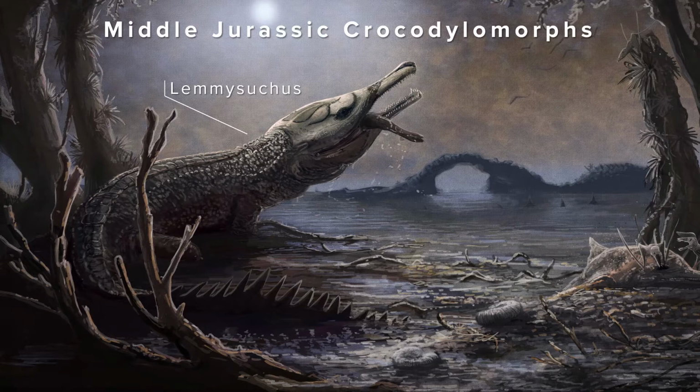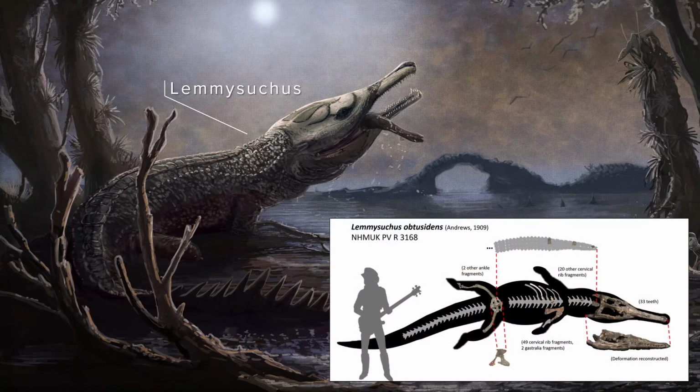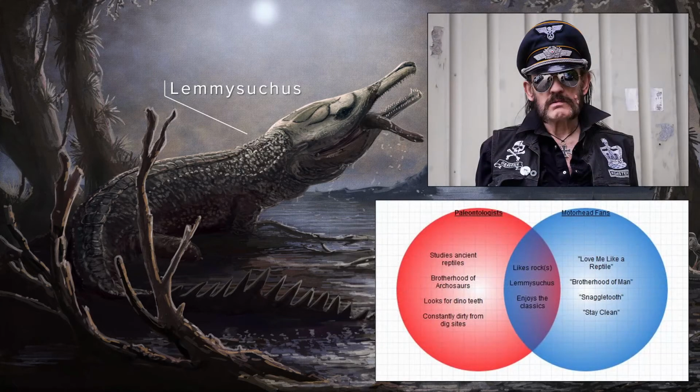And very quickly about its name and size. So Lemmissuchus, pretty big animal, named after Lemmy from Motorhead. There is actually here a handy Venn diagram between paleontologists and Motorhead fans. Both like rocks. Both enjoy the classics. It is only logical that the animal will be called like that.